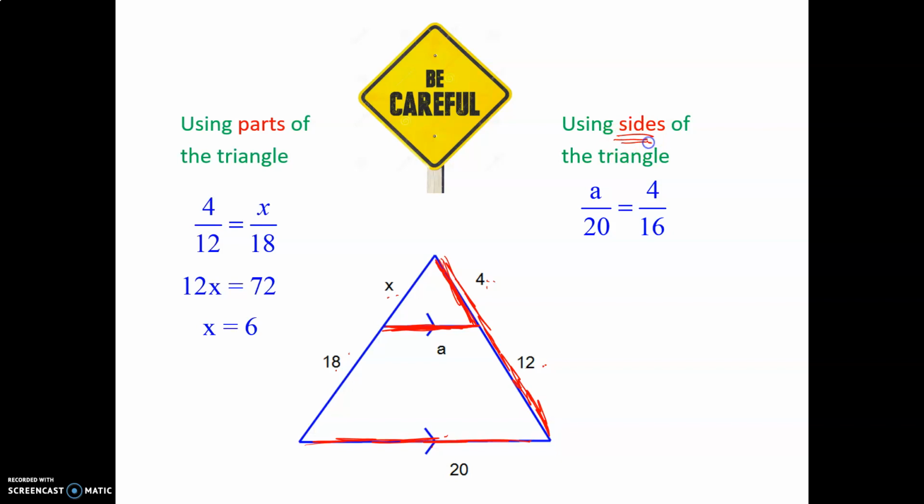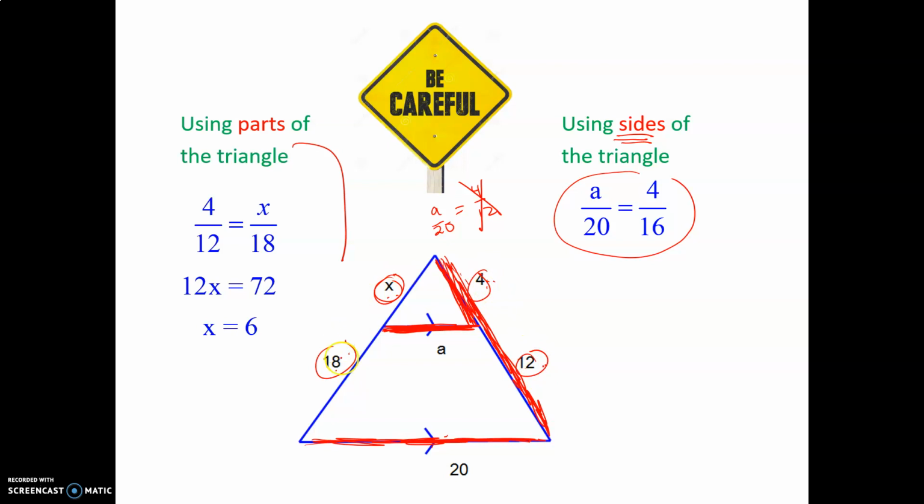So when you're using sides, you have to use sides for all of the numbers. A common mistake is for kids to say A over 20 is equal to 4 over 12. No, because A is a whole side and 20 is a whole side, I have to use 4 as a whole side and 16 as a whole side. This one over here with the parts, it was okay to do because X is just a part of this big triangle, which is cut through by a parallel line. So I can say X over 18 is 4 over 12, just part.